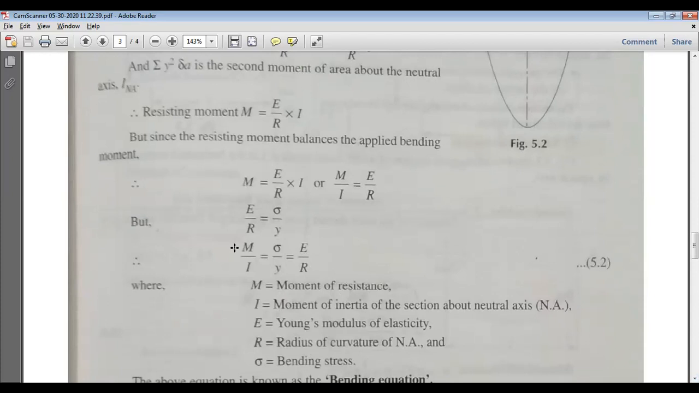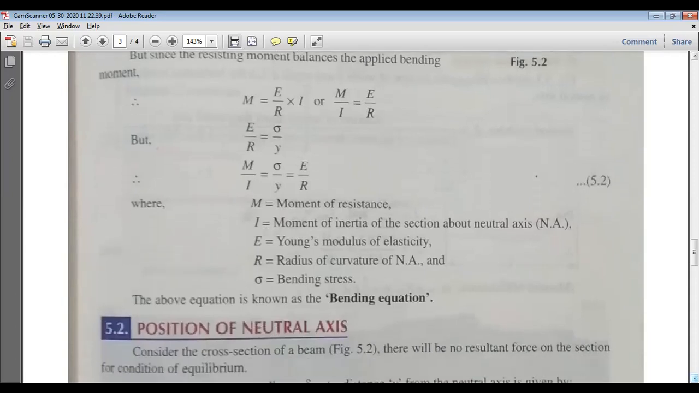Also, we have E, Young's modulus of elasticity. R is the radius of curvature, sigma is stress, and y is the distance of the strip that we have to consider from the neutral axis. So the above equation is known as the bending equation, and it is very important, so we have to be very careful. M by I equals sigma by y equals E by R. We must memorize this equation so that whenever we find any problem, we can apply this equation and find results.